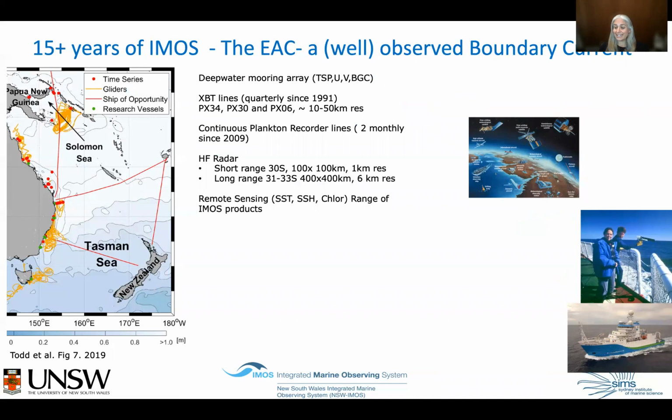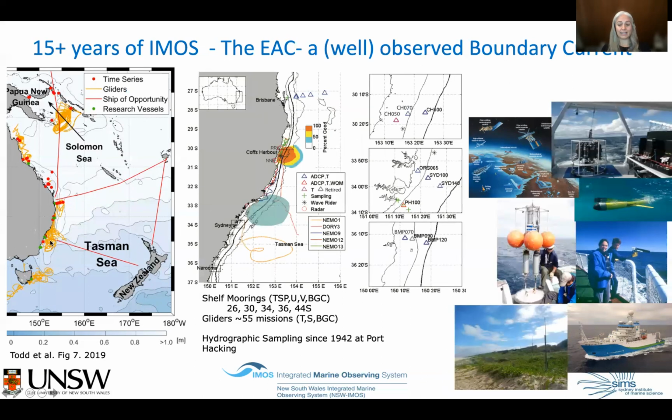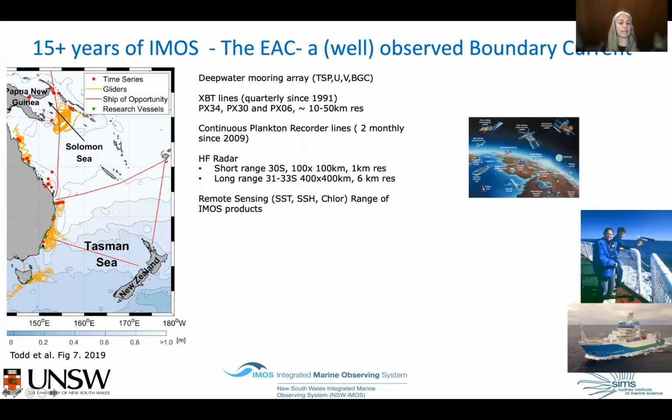So after 15 years of observing the East Australian current, I'm happy to say that it really is a fairly well observed boundary current. So this is an overview from the Todd boundary current paper that was published in 2019. This shows our time series lines of XBTs, a bunch of our repeat glider lines along the east coast of Australia and down off Tasmania.